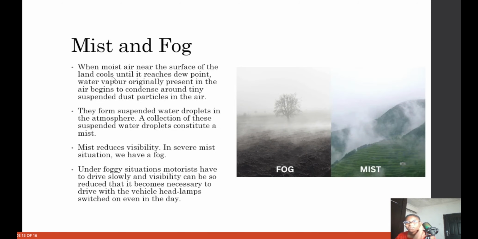Mist and fog. When moist air near the surface of the land cools until it reaches dew point, water vapor originally present in the air begins to condense around tiny suspended dust particles in the air. They form suspended water droplets in the atmosphere. A collection of these suspended water droplets constitutes a mist. Mist reduces visibility. You can see the way it looks, especially during harmattan.